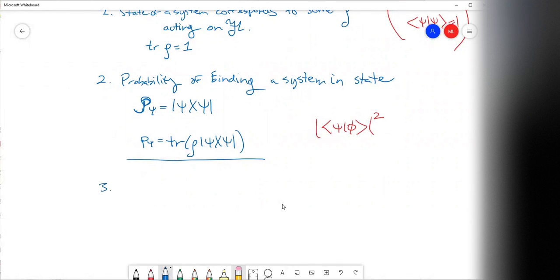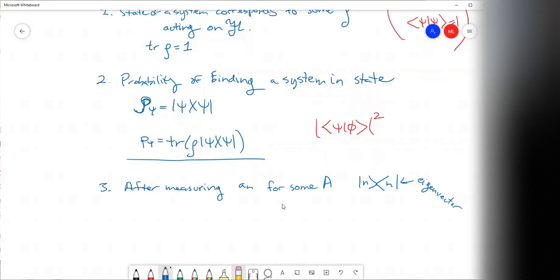Postulate 3, that has to do with after a measurement. So after measuring some eigenvalue a of some Hermitian operator A, which has an associated eigenvector n, the eigenvector associated with that measurement, then your density matrix transforms to just the projection. So it looks like this.